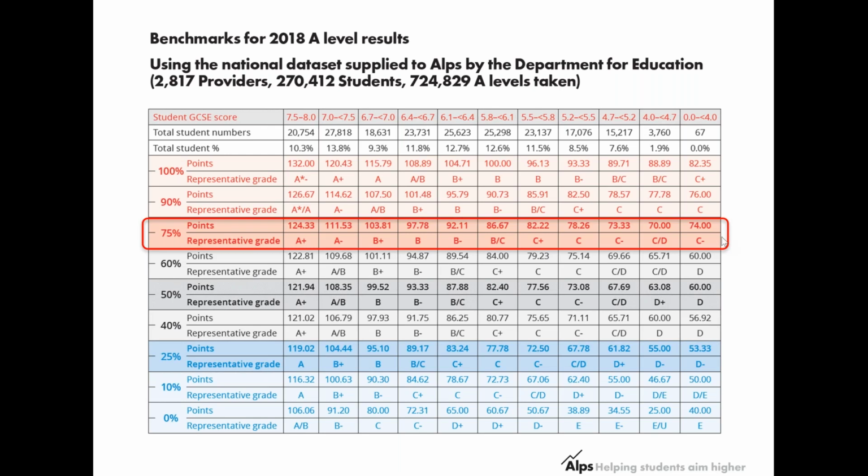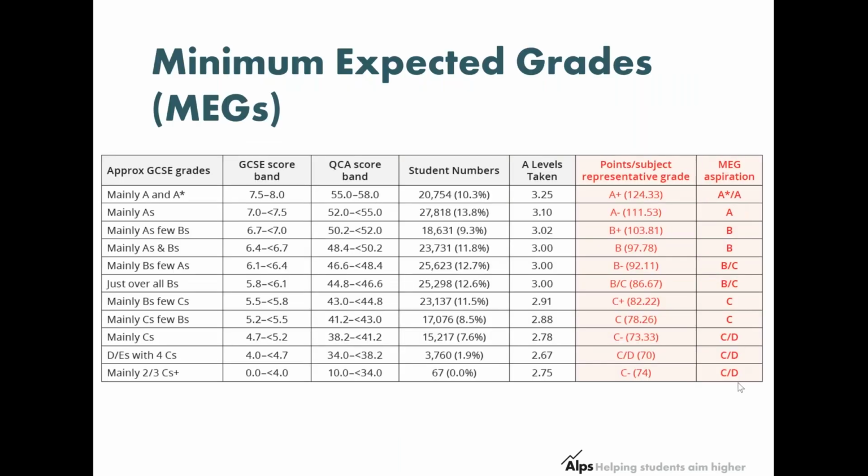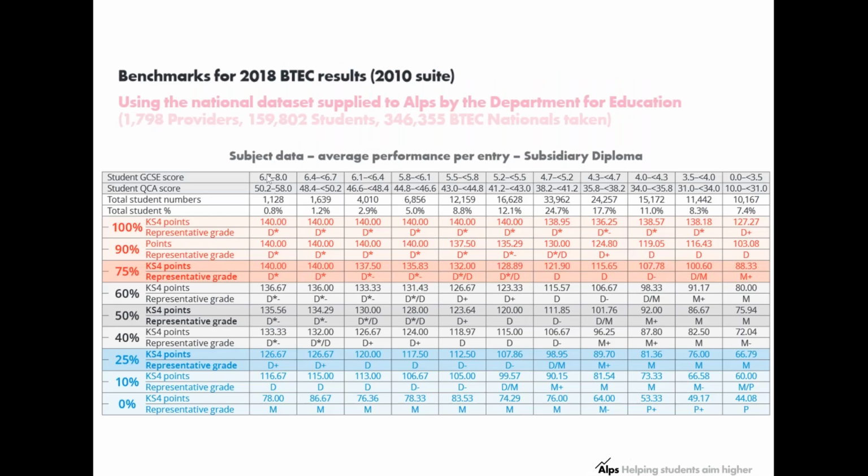If you then just want to see those, there's the vertical table. Those are your MEGs for your A levels. Now those are your BTECs, exactly the same principle. There's your highest prior attainers in your BTEC category, and that's their minimum expected grade, a distinction star.